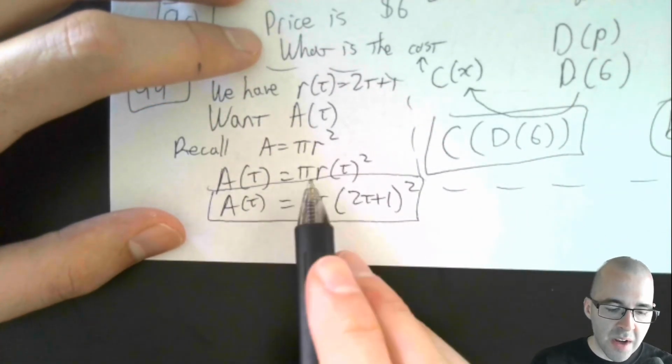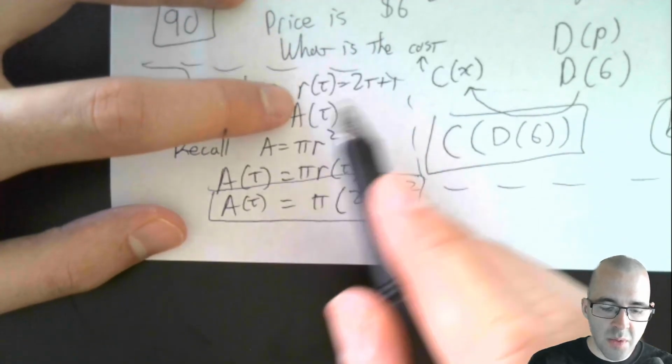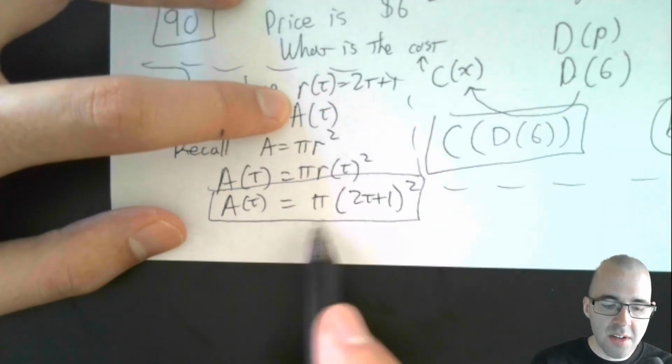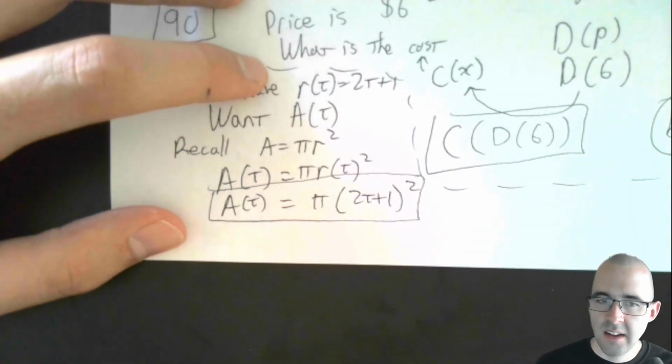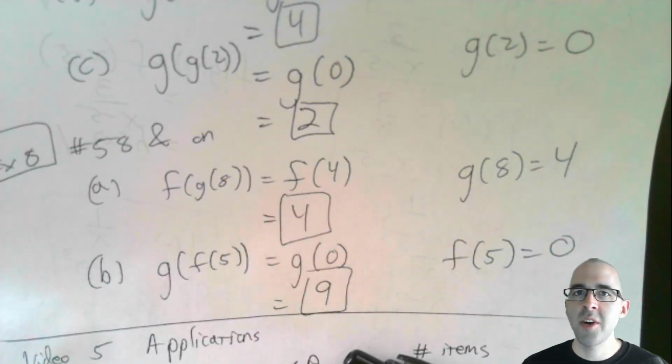So this is one way of using function composition. We know how the radius is changing over time. We know how the area relates to the radius. So let's just combine those into a single function. That's what to do with those types of problems. All right. Good luck, and let me know if you have questions.